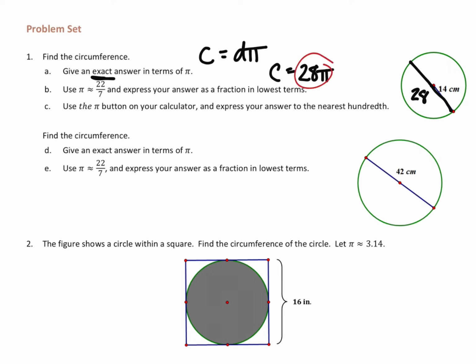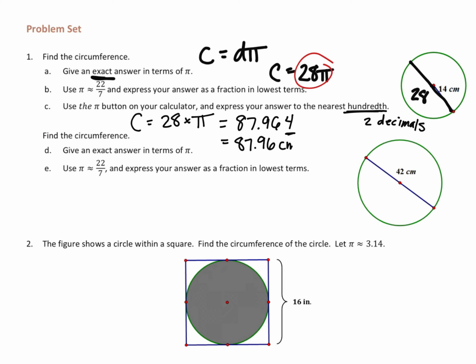Alright, now in part C we want to use the pi button. And so on your calculator you're going to type in 28 times the pi button, and you're going to round your answer to the nearest hundredth, which is 2 decimal places. And when you do that, you get 87.964. The 4 tells us to leave it. If it was a 5 or more, we would increase it. But because it's a 4, we leave it. So our answer would be 87.96 centimeters.